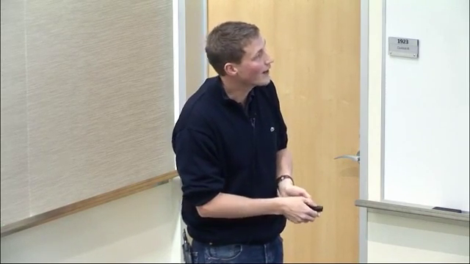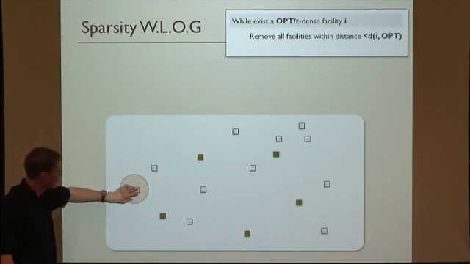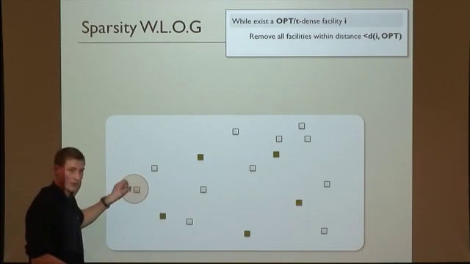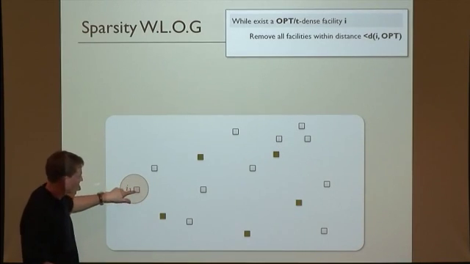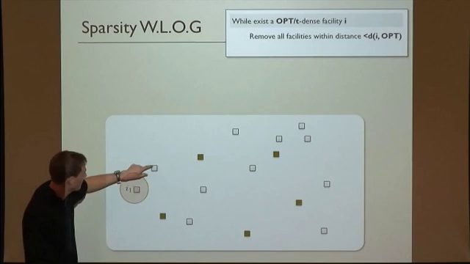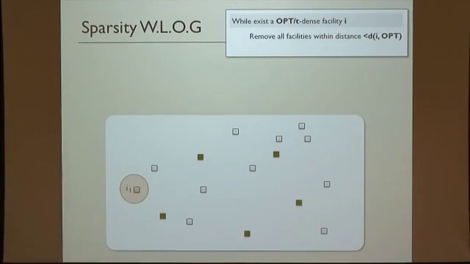While there exists a dense facility, what I will do is remove this facility, and any facility that is closer to this facility than the optimal facility, the facility in opt. So I remove this facility location, and I remove anyone that is closer to this one than the optimal one. So I remove that one, and I remove that one.